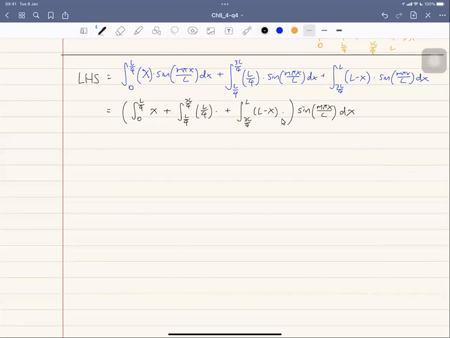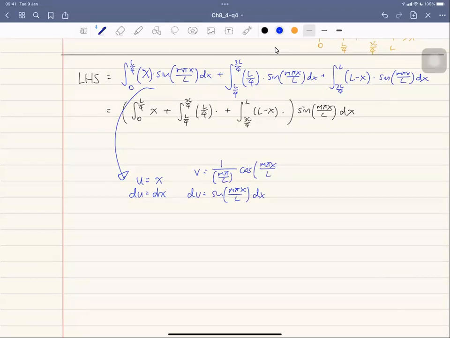Okay, and then the next step I would do is this. You can go with the standard way and let, for example, here, u equals x, du equals dx, dv equals sine m pi x over L. Again, this is the usual way. Then v is minus L over m pi times cosine m pi x over L. Differentiating, I put a minus sign. So this is the usual way you would go.